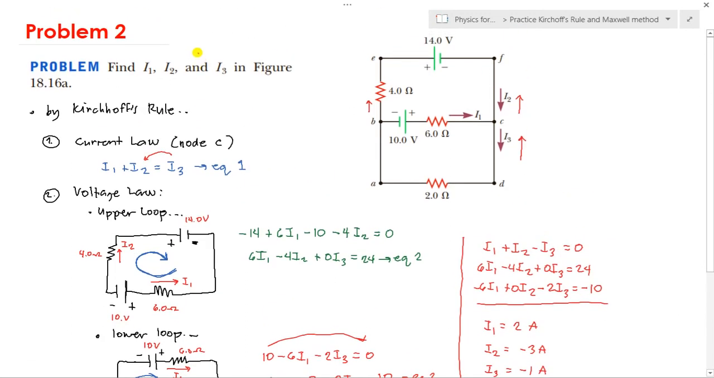And we write it here to prove that the Maxwell method and Kirchhoff's method match. Of course, they match. So I1 is 2, I2 here is negative 3 amps, and I3 is equal to negative 1 amperes.